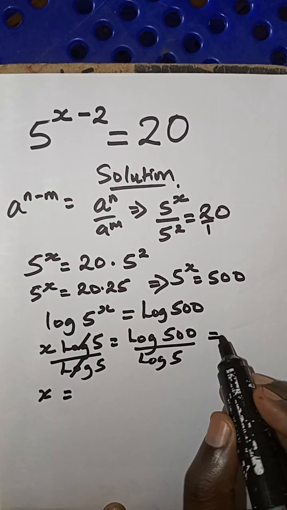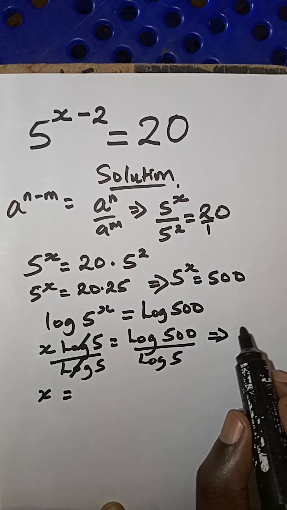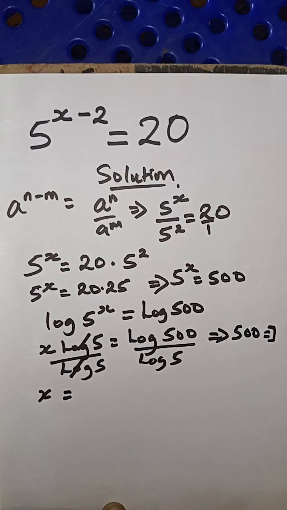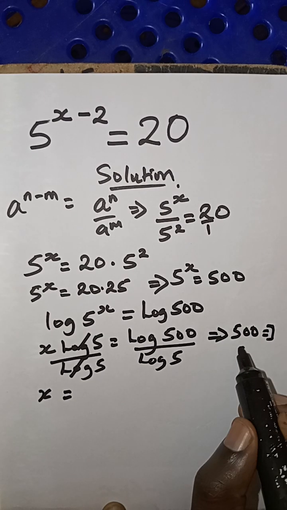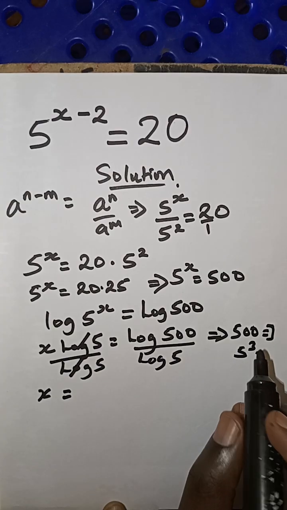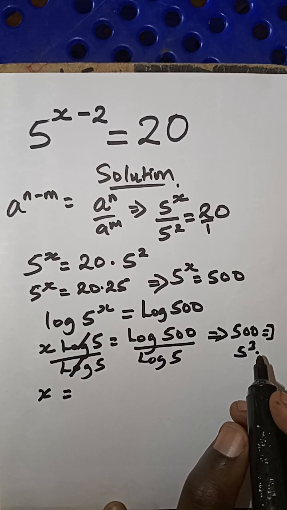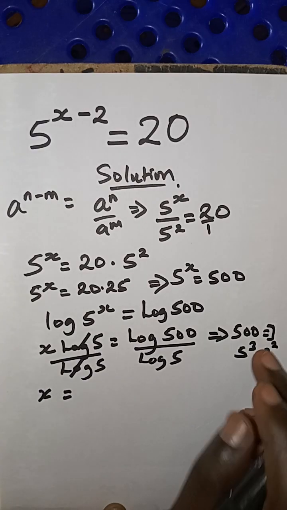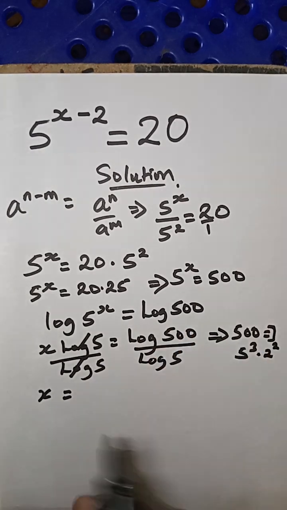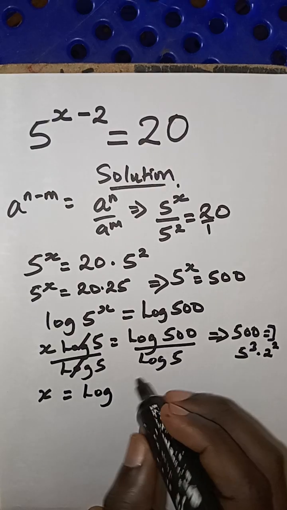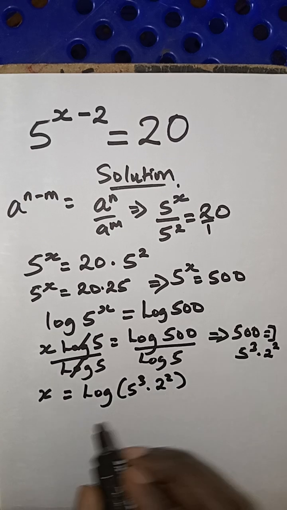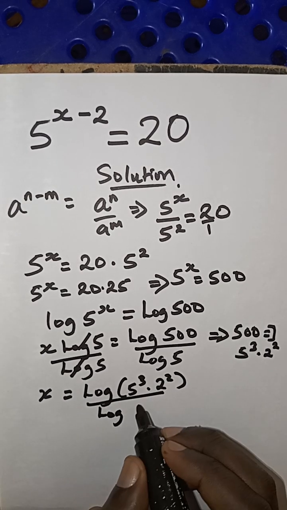At the same time, you need to recall, how do I rewrite 500 in terms of its factors? I know 500 can be written as 5 to the power of 3, which is of course 125, multiplied by 2 to the power 2, which is of course 4. So applying that here, my equation is now going to change to the log of 5 power 3 multiplied by 2 power 2 divided by the log of 5.